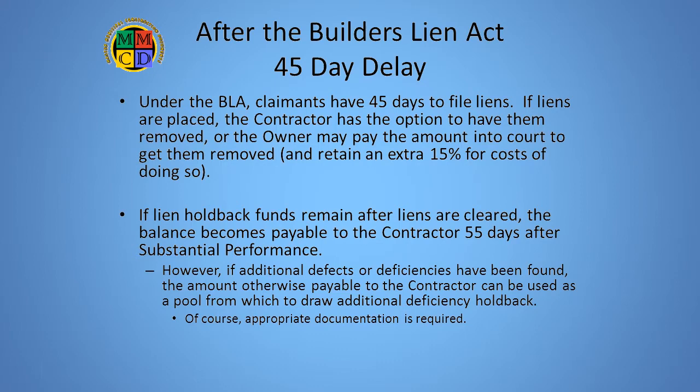Prior to substantial performance, if a lien is filed, the lien amount plus 15% is deducted from money owing to the contractor. It does not come from the lien fund. The contractor has the option to have the lien removed, in which case the holdback is returned. But once the lien clock starts, claimants have only 45 days to file liens. If there are no liens, normally at 55 days, the owner must pay the lien holdback funds to the contractor.